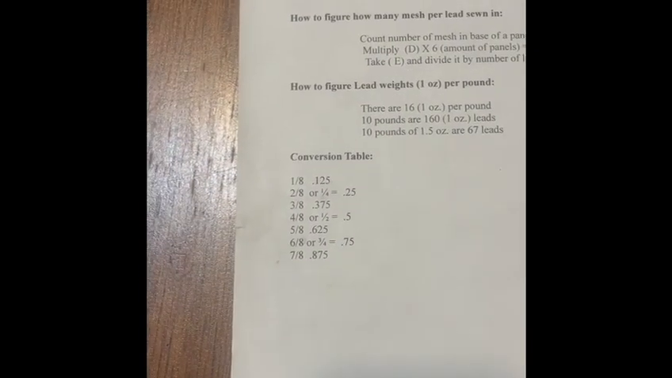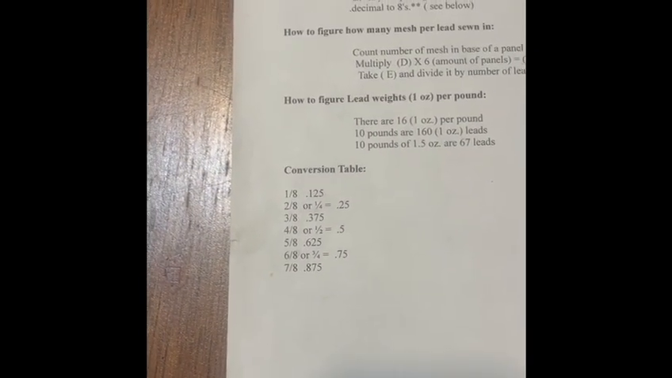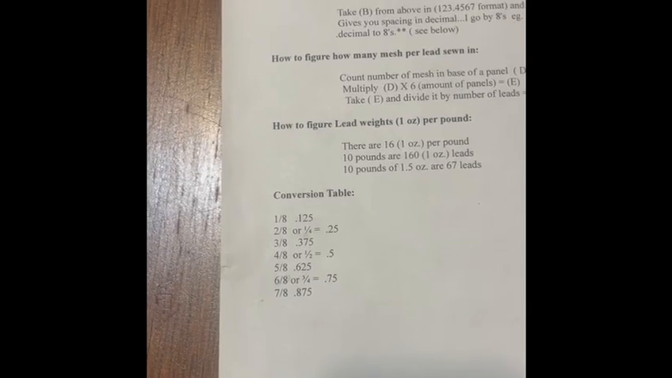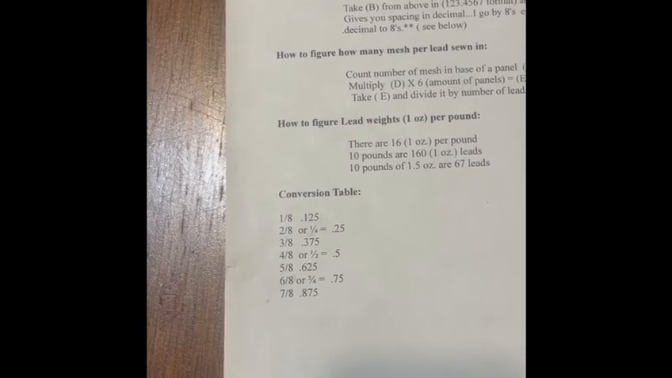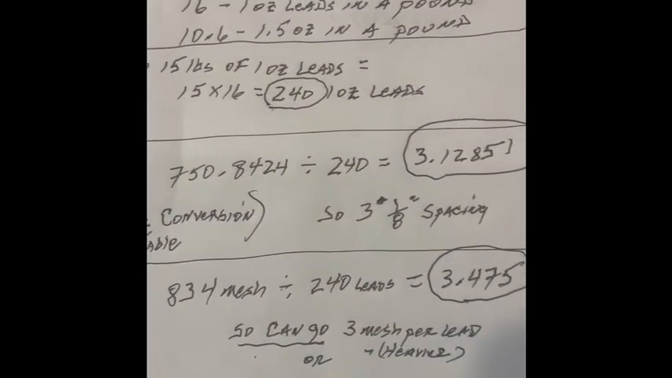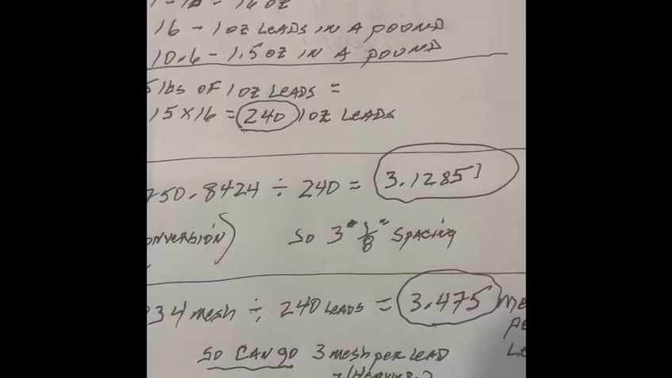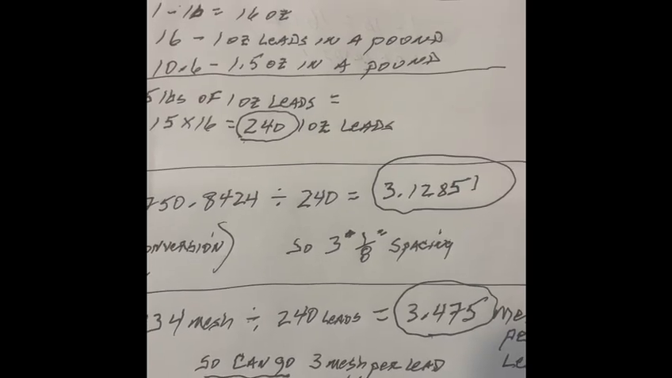Now, if we look at this conversion table here, we see that for .1285, the closest would be an eighth. So what we would do, the spacing would be 3 1/8 spacing.